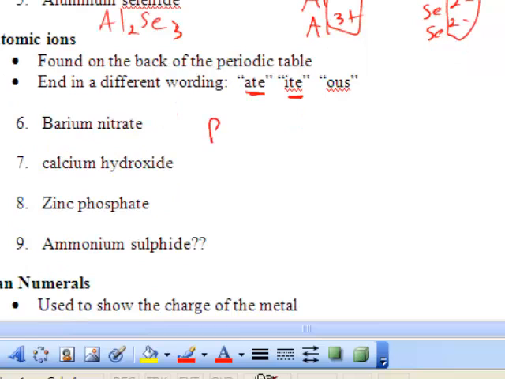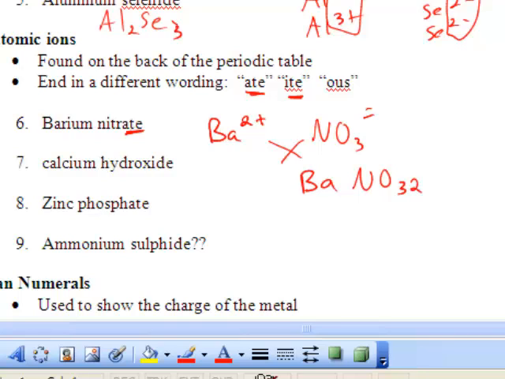Barium nitrate, same process. You find the symbol and the charge. Look on the back of the table. We know it's the back because it's got an ATE ending, and it's NO3 minus. We do our little swap and drop. So barium gets the 1, and then nitrate gets the 2. But if we just put the 2 down like this, that's going to say NO32, and that's not what we want. We want to show that there are 2 of those nitrates. So we put it in brackets.